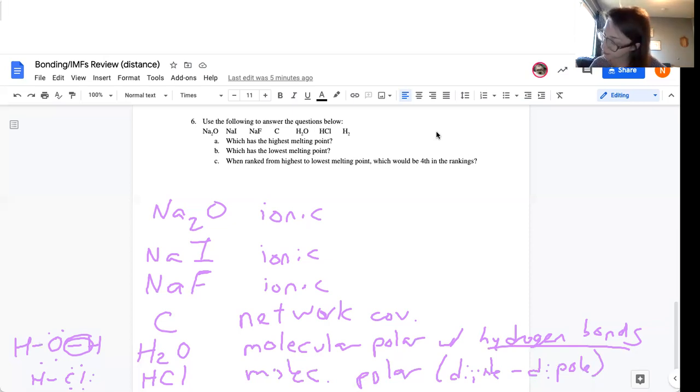And finally, though I ran out of space, so I'll go to the top, we have H2. Similarly, if we draw out its Lewis structure, no central atom, but since H is only a nonmetal, I'm looking at it, the two sides are exactly the same. They're both hydrogen, so this must be molecular nonpolar.